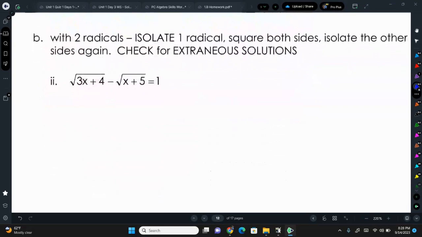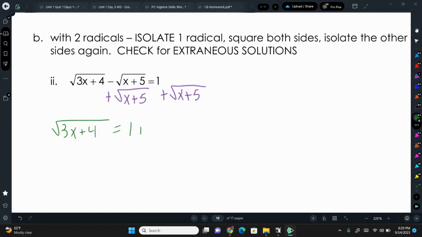When we have two radicals, what we're going to have to do is square twice. So first we need to get one radical by itself and square both sides. It doesn't matter which one you get by itself. I don't like dealing with negatives, so I'm going to add this one to both sides. So then we get the square root of 3x plus 4 equals 1 plus the square root of x plus 5.